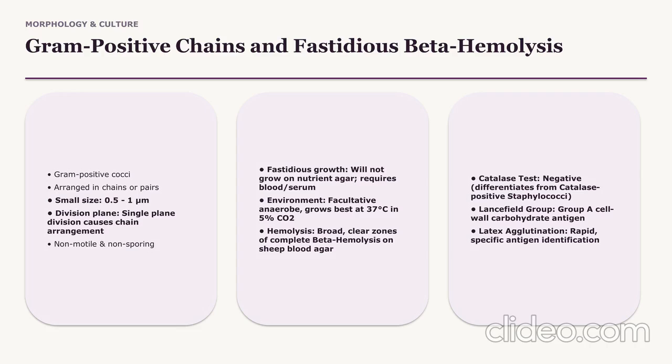CAMP test. S. pyogenes is CAMP test negative. This distinguishes it from Streptococcus agalactiae, Group B Strep, which is bacitracin resistant and CAMP test positive. Cell wall antigens. M protein. The principal virulence factor of GAS. It is a surface protein that inhibits complement-mediated opsonization. Antibodies against M protein are protective.